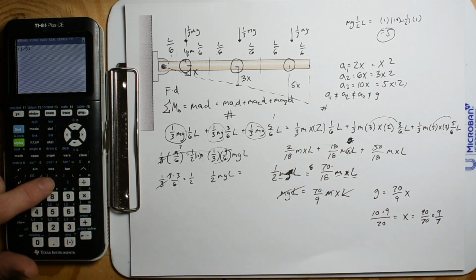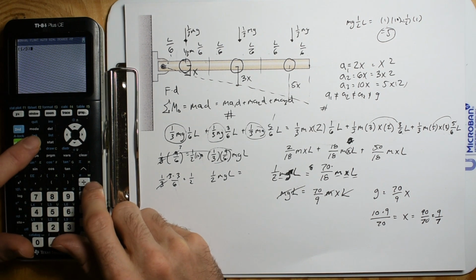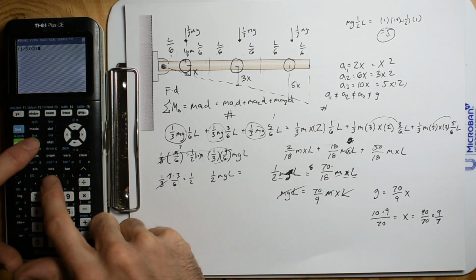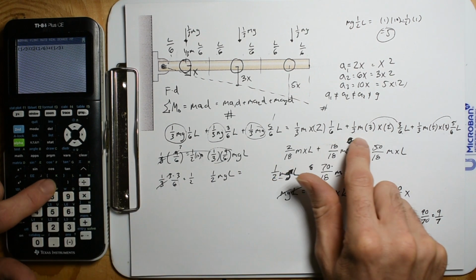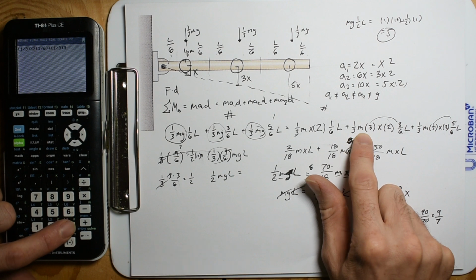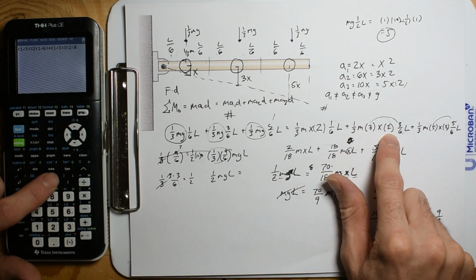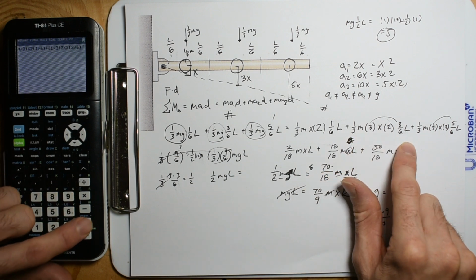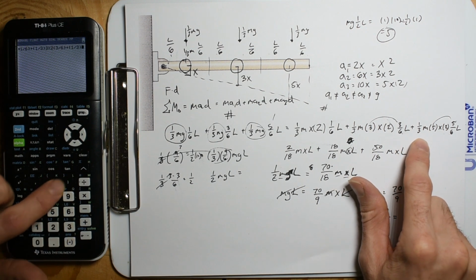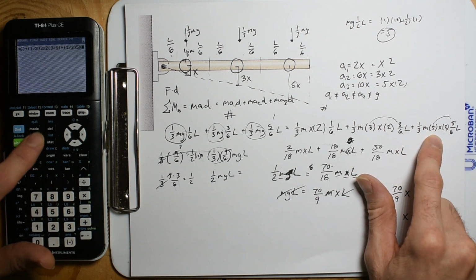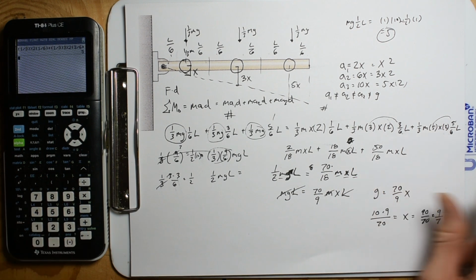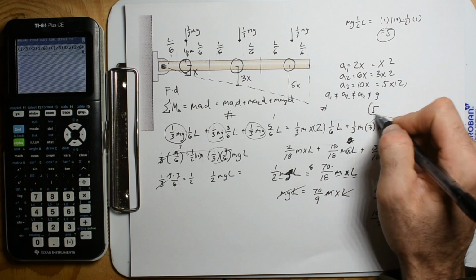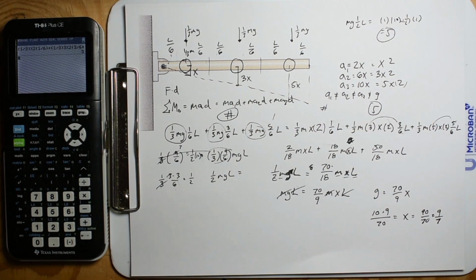Mass is 1, length is 1. So we're going to have 1/3 x times 2 times 1/6 plus 1/3 times 3x 2 times 3/6 plus 1/3 5x 2 times 5/6. All right, that does it. So 5 is equal to 5. All right, so that is our value for our x term.